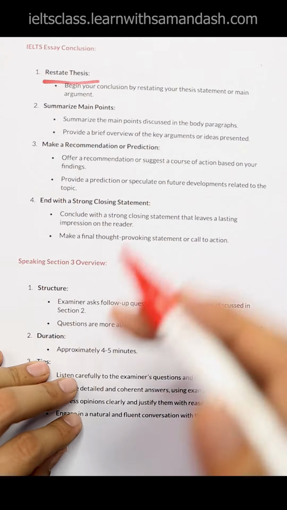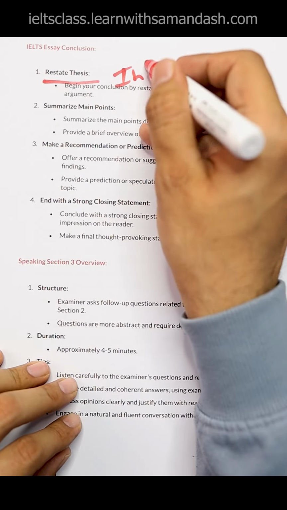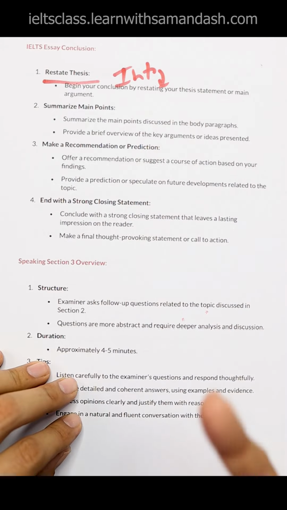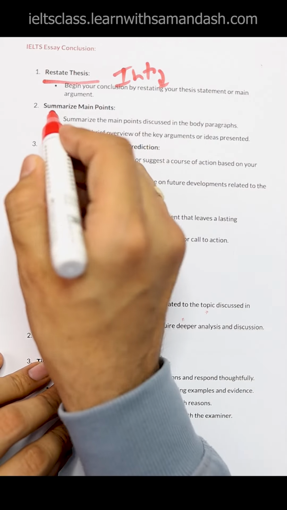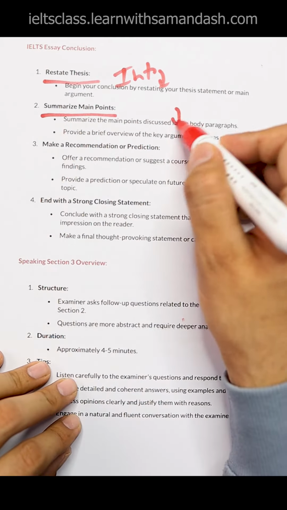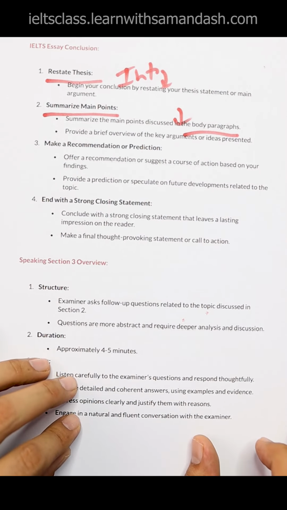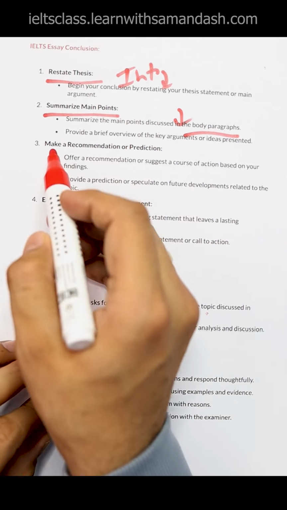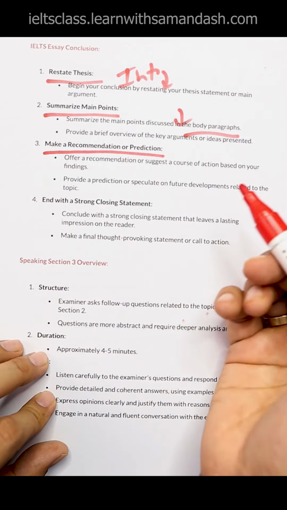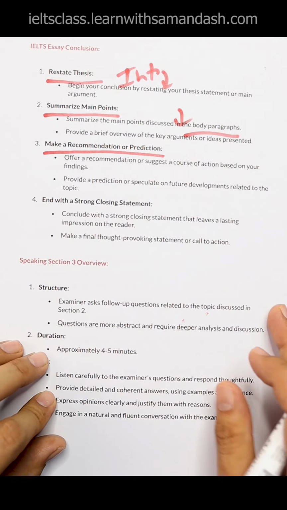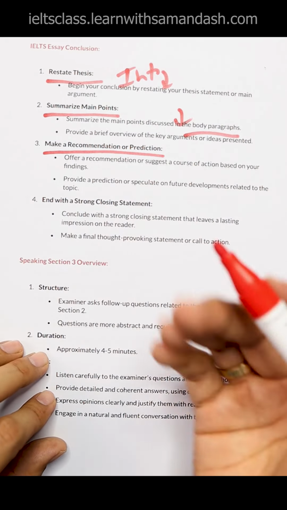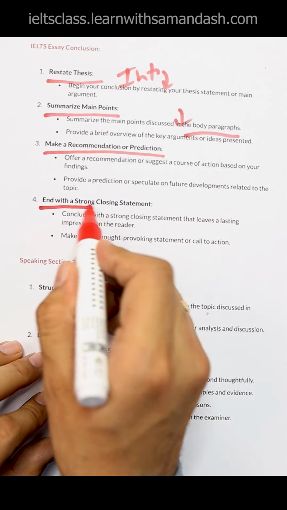First of all, restate the thesis. Whatever you have mentioned in your introduction, my thesis, restate that with a concluding kind of tone. Summarize main points. Whatever you have mentioned in the body paragraphs will be there. You can see here, summarize the main body points, basically in short, and make a recommendation or prediction. Basically, you can do that or you can ignore it. It's up to you.